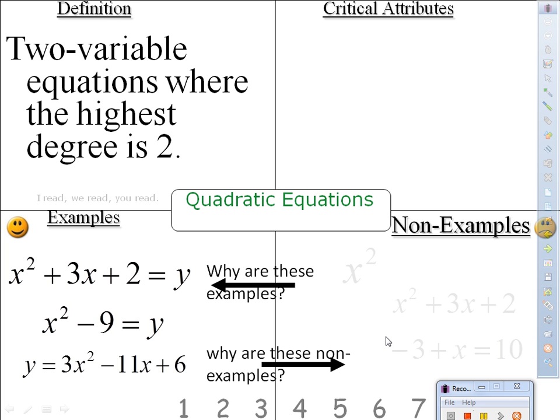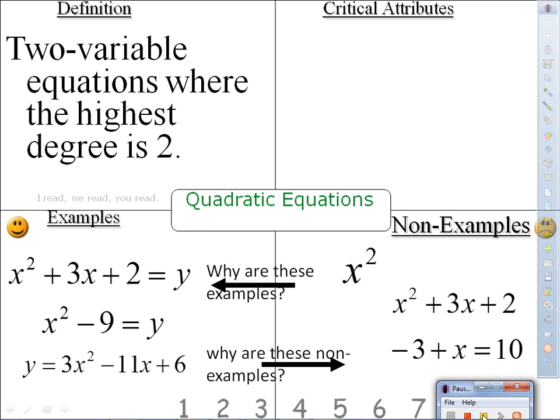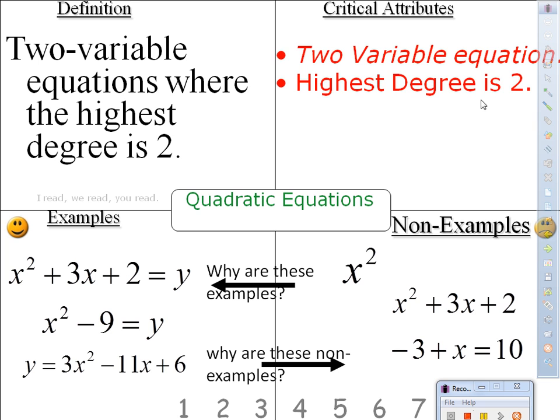However, non-examples. Look at these. x squared plus 3x plus 2, and negative 3 plus x equals 10. So think about it. Why are these non-examples? Talk it over with the neighbor, please. So we see for quadratic equations that it's a two-variable equation, and the highest degree is 2. We said that this is not, and the highest degree on this one is 1.